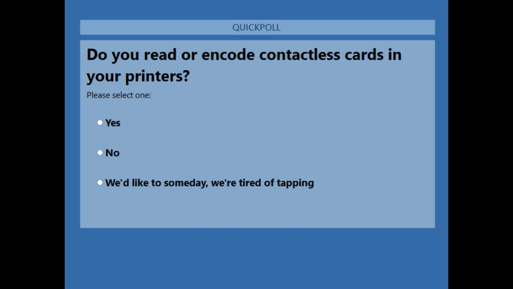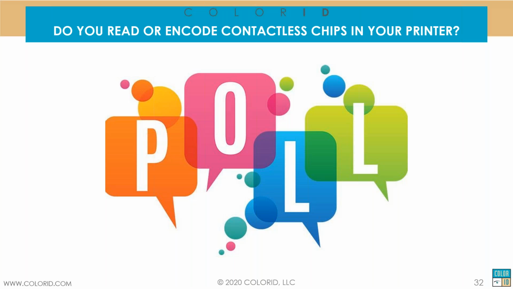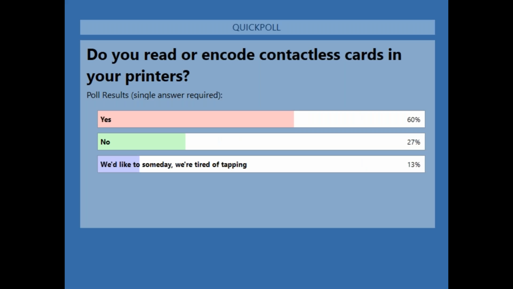Do you read or encode contactless cards in your printers? What type of results we got? Perfect. Okay. Thank you, everybody, for voting. So 60% say yes. Okay, that's a lot of you. 27% no, and then 13%, we sure like to someday. We're tired of tapping cards. I think our Service Bureau folks would probably agree. They have to do that quite a bit sometimes too. Thank you, everybody.